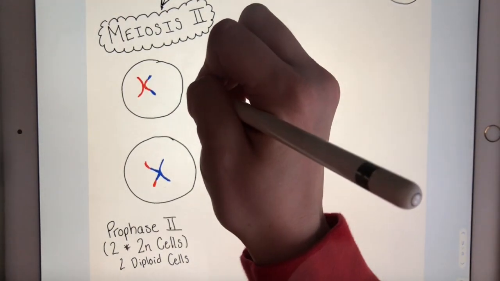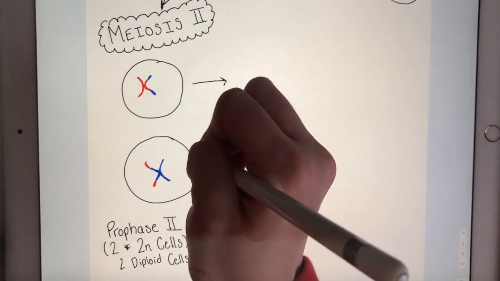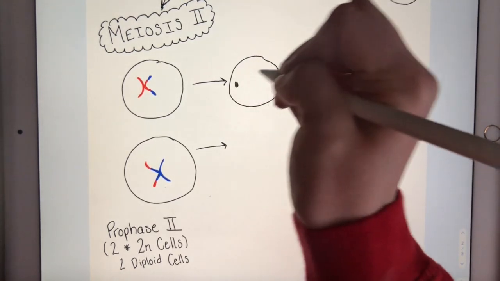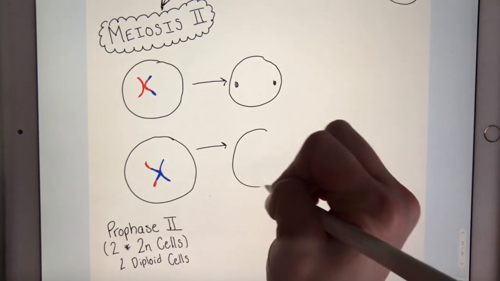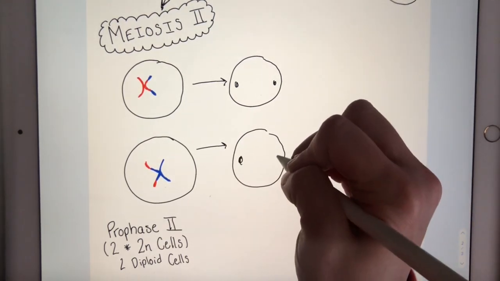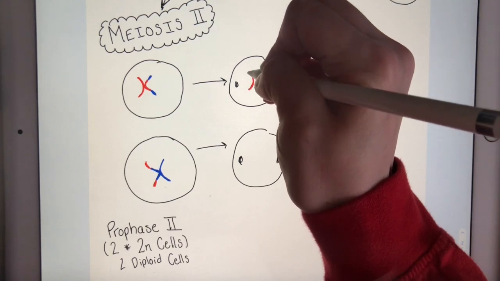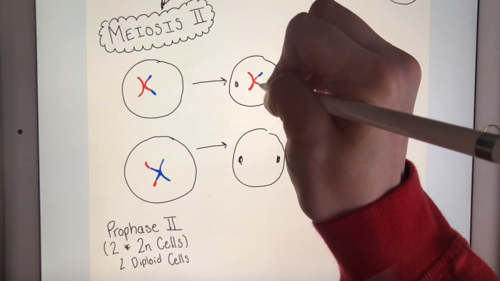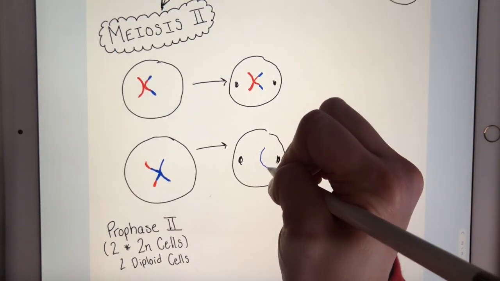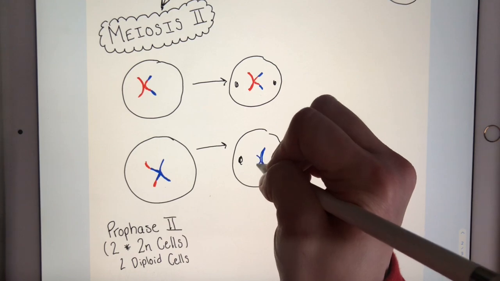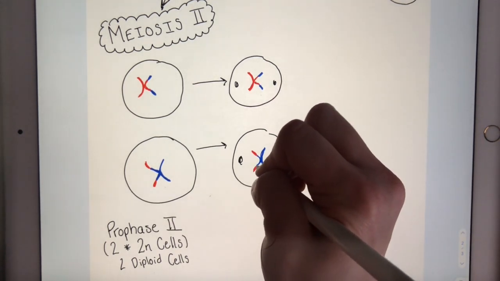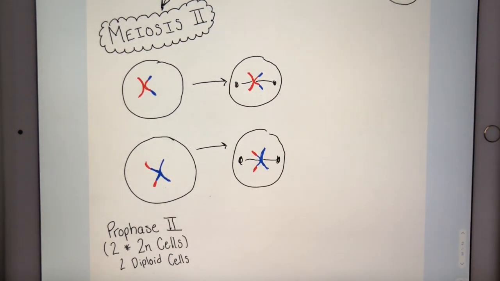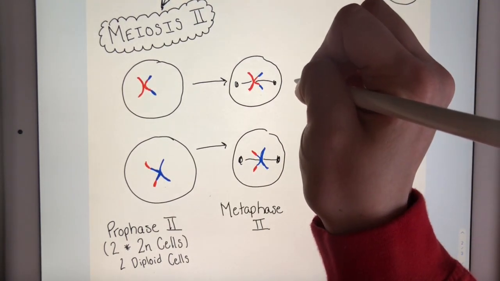And now we're just going to go through the process again, where in metaphase, you're going to have centrosomes with spindle fibers connecting to the centromere that connects the sister chromatids together.